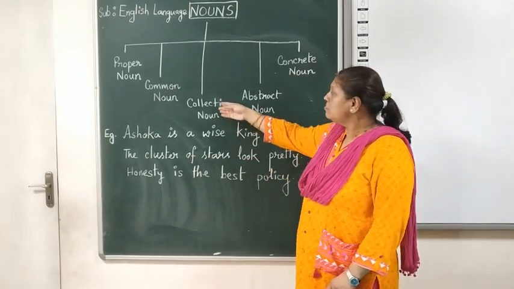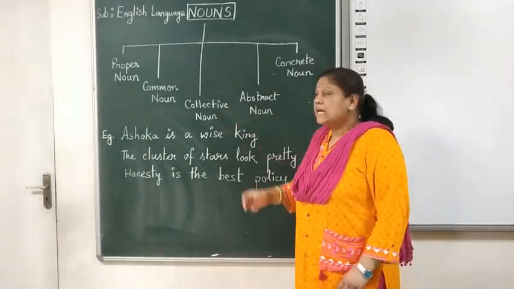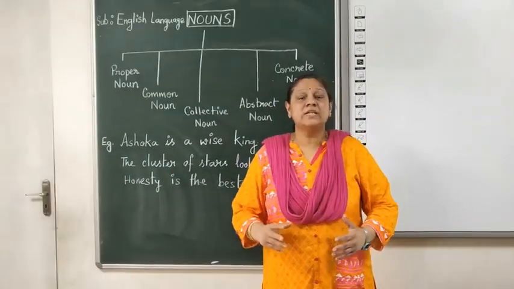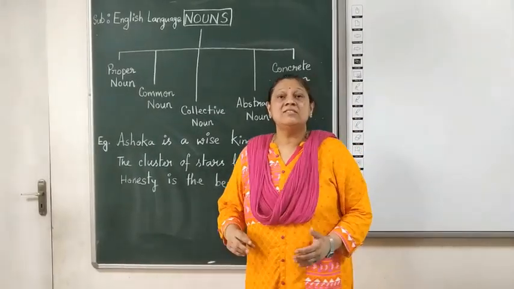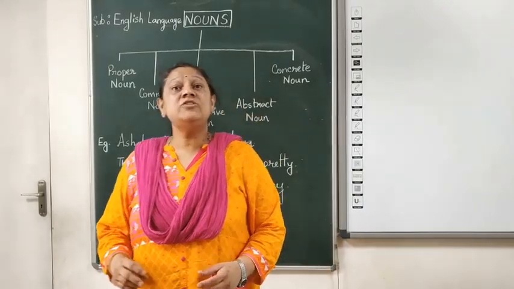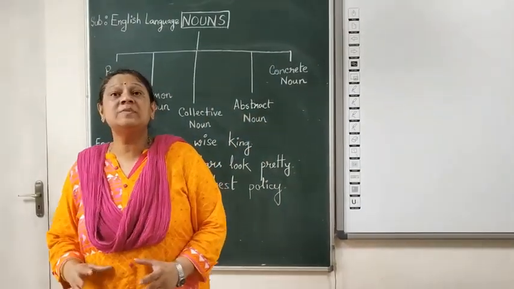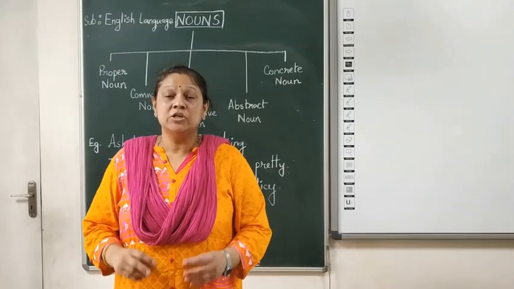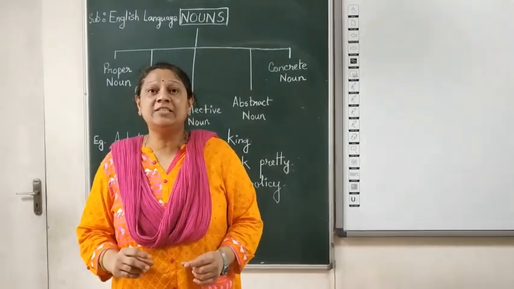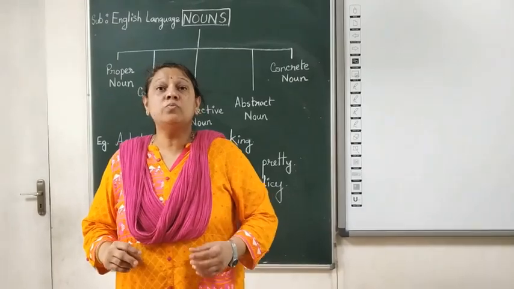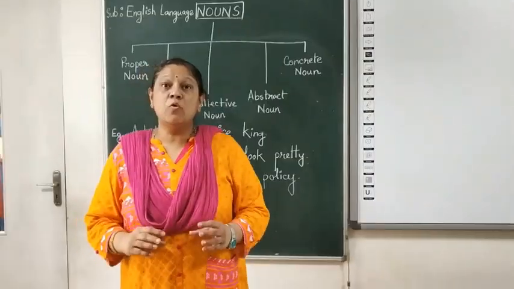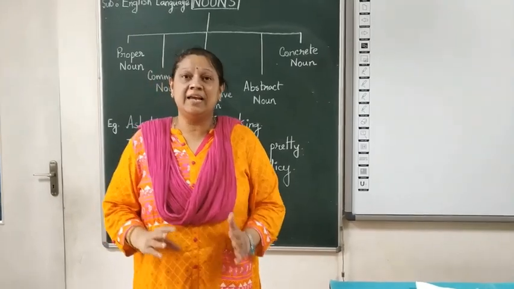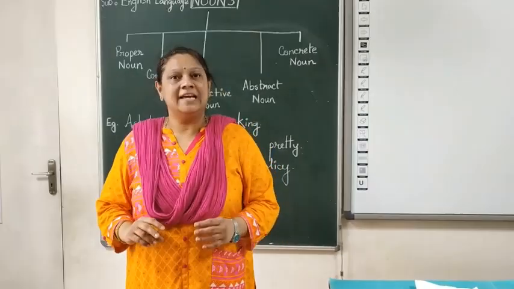Now we come to collective nouns. Collective nouns are a group of all things taken as a whole, like a cluster of stars, a fleet of ships. When all the ships are there together, they are taken as collective nouns. So fleet is a collective noun. A swarm of bees. Swarm is a collective noun because many bees are there in a place. So this is called a collective noun.